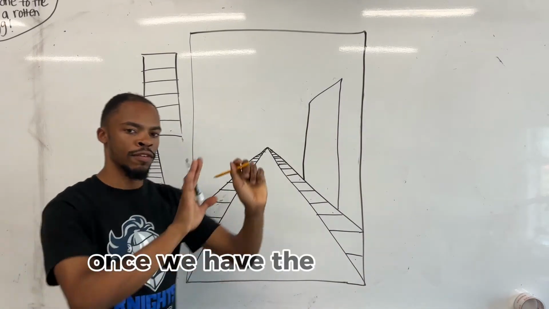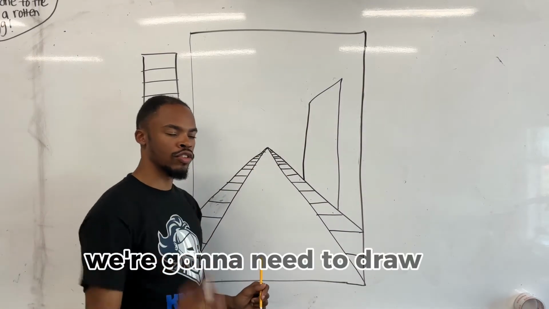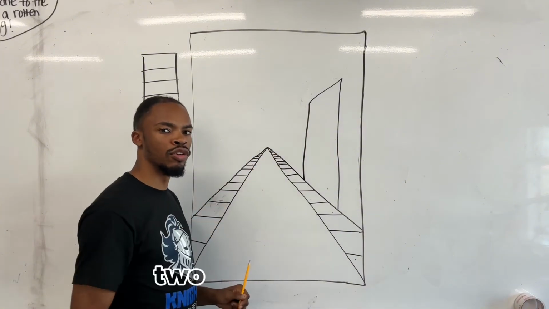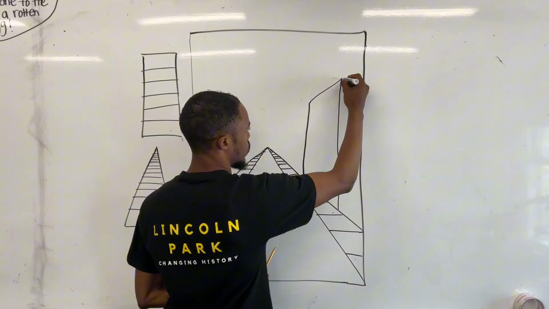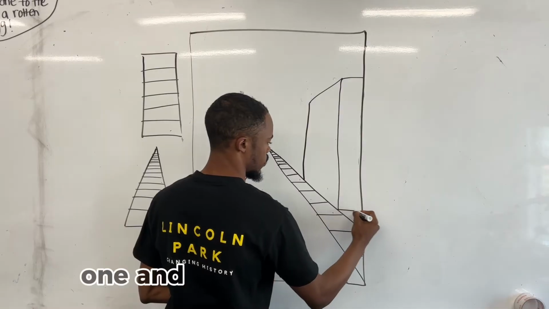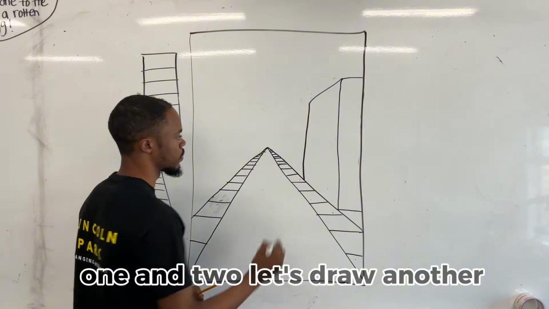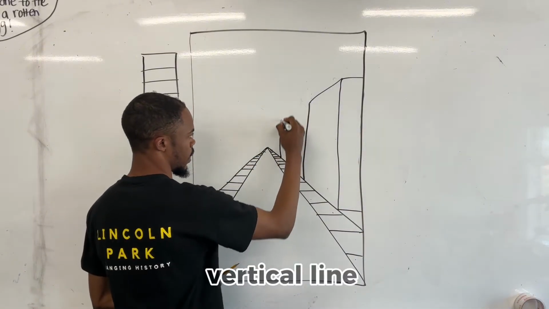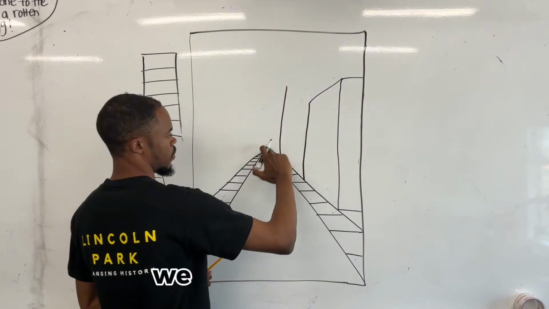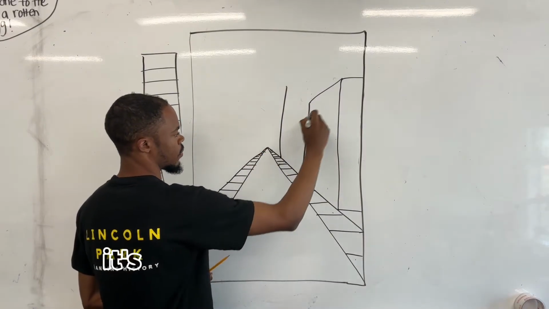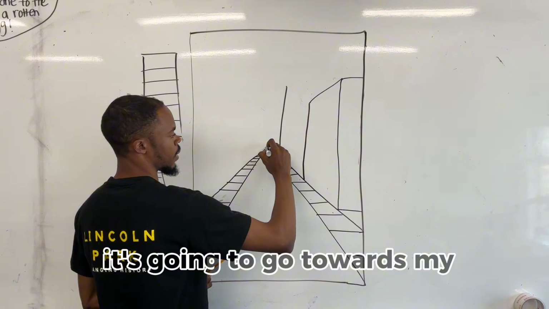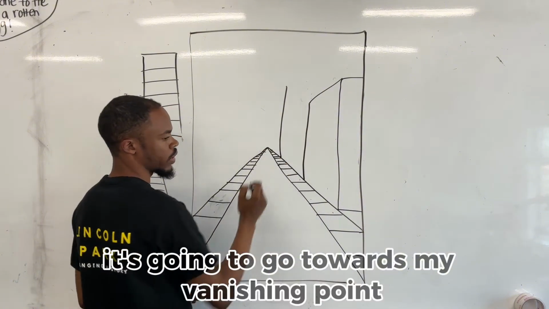Once we have the front of the building drawn, we're going to need to draw the side, and that's simple. 2 horizontal lines, 1 and 2. Let's draw another vertical line. We have to see, okay, it's going to go towards my vanishing point.